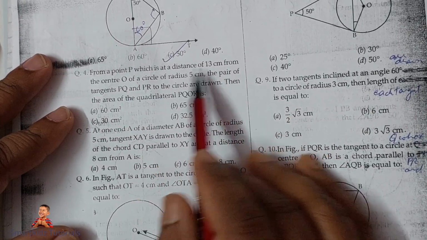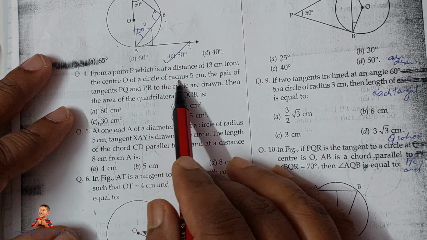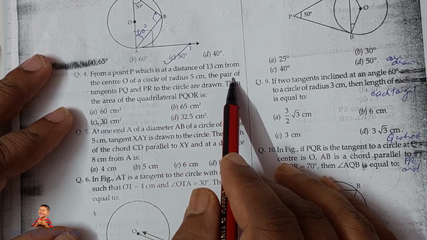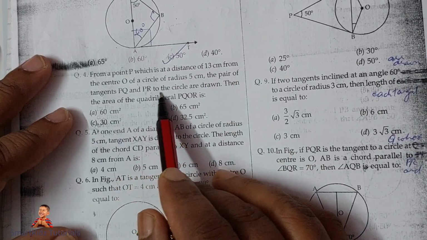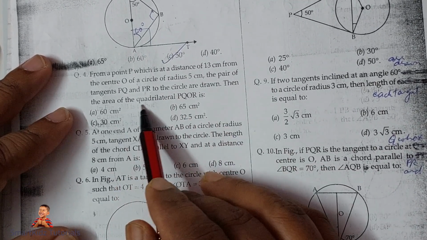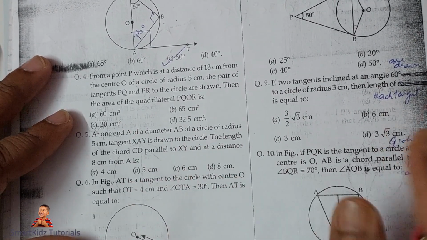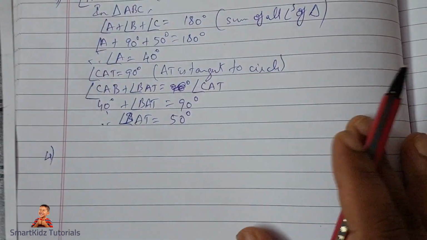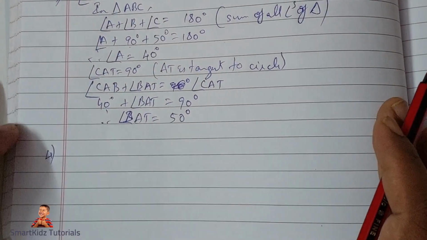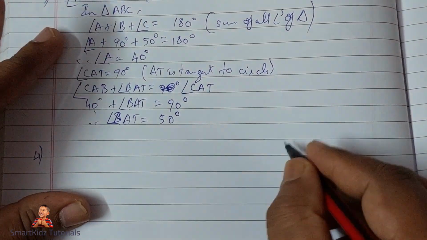Fourth question, from a point P which is at a distance of 13 centimeters from the center O of a circle of radius 5 centimeters, the pair of tangents PQ and PR to the circle are drawn. Then the area of the quadrilateral PQOR is this. I will draw the figure first, so we'll understand what we are asked.